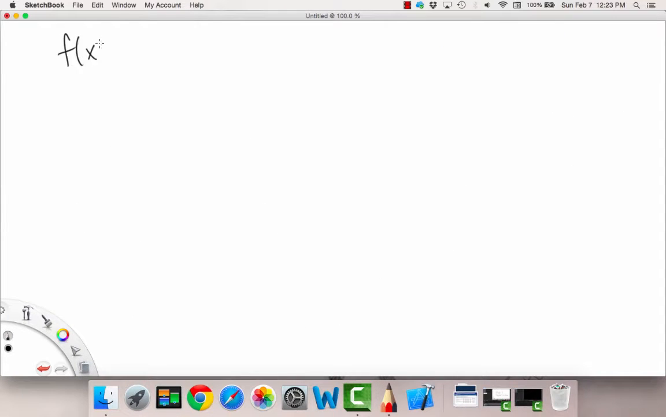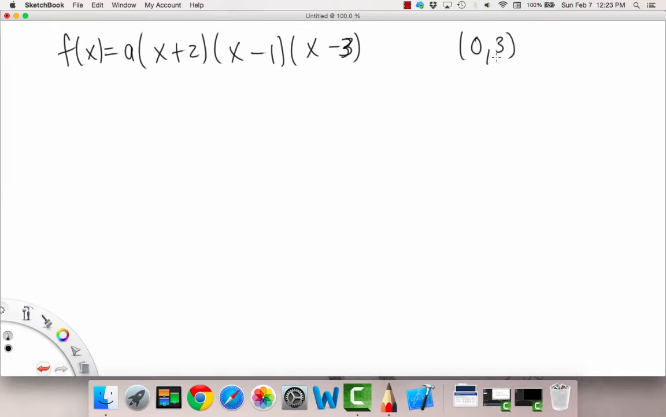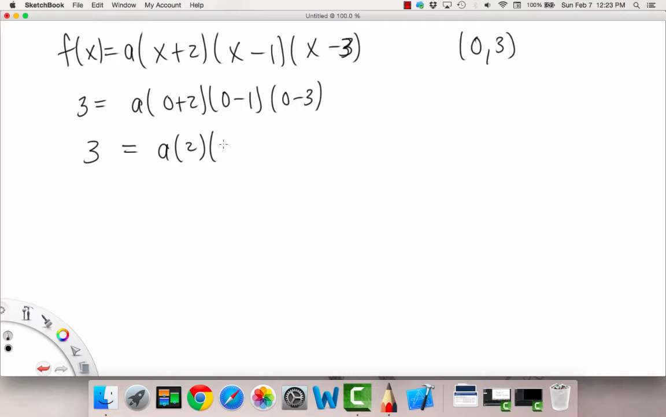So we have f of x is equal to a times x plus 2 and x minus 1 and x minus 3. That's a funny 3. Okay, so we're just going to plug in the point 0, comma 3. So we have 3 is equal to a times 0 plus 2 times 0 minus 1 times 0 minus 3. On the right side we get a times 2 times -1 times -3, so that'd be a +6. Those 3's cancel out, and we just get that a is equal to +1/2.